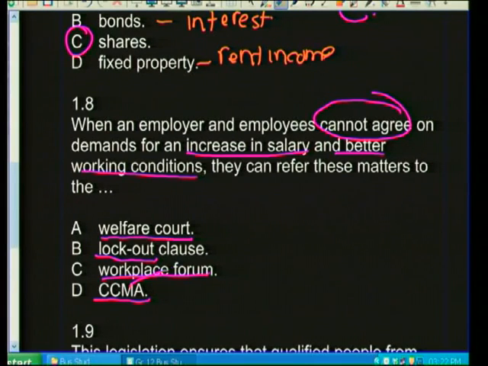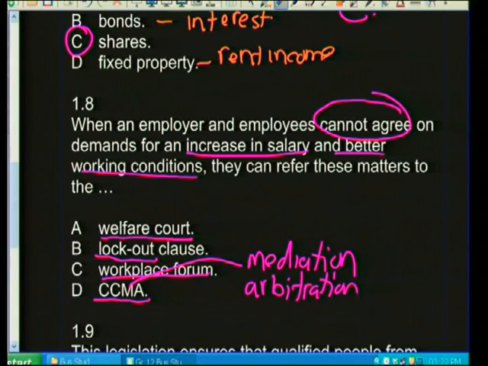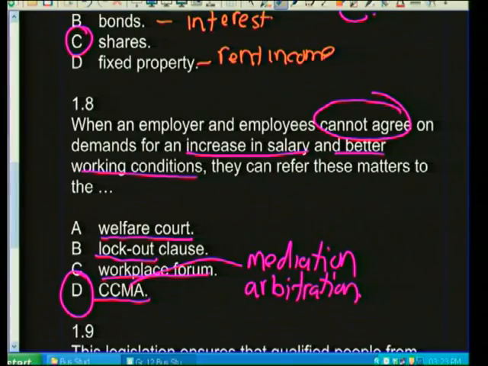Now if you look at those words, mediation and arbitration, you can see this is an outside body where we can take our grievance to if we really cannot overcome whatever it is that we differ on. So both the employer and the workers cannot agree. The employer offers, for example, 7% increase and the workers want 12%. They've been negotiating, they cannot reach an agreement. Right? This can now be referred to this outside body, which is the CCMA. So our answer is going to be D, which is the CCMA.